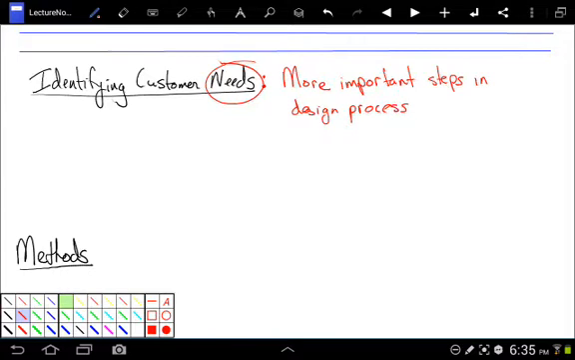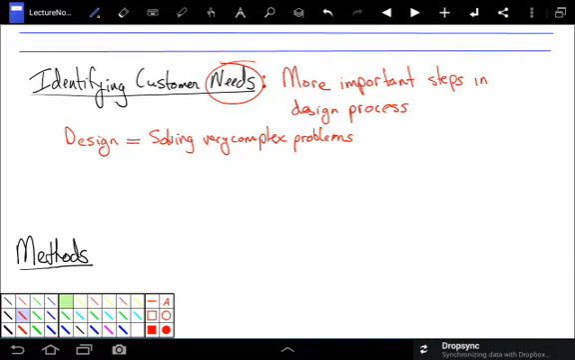And the reason for this really is that we've talked about this before, right? Design is solving very complex problems, right? Very complex problems. And you just simply cannot solve a problem that you don't know, right? You're just firing blindly into the dark space around you. You need to figure out what your target is before you can start aiming at it, right?